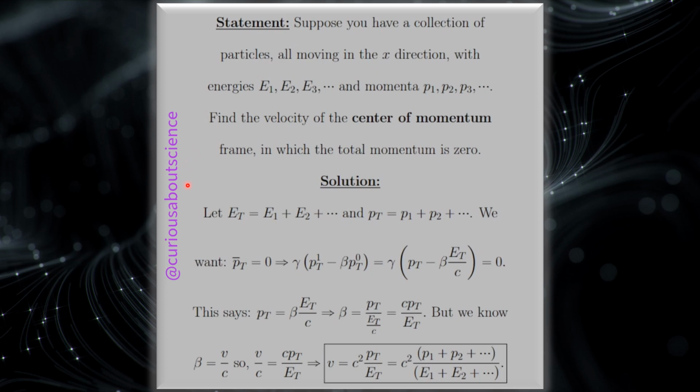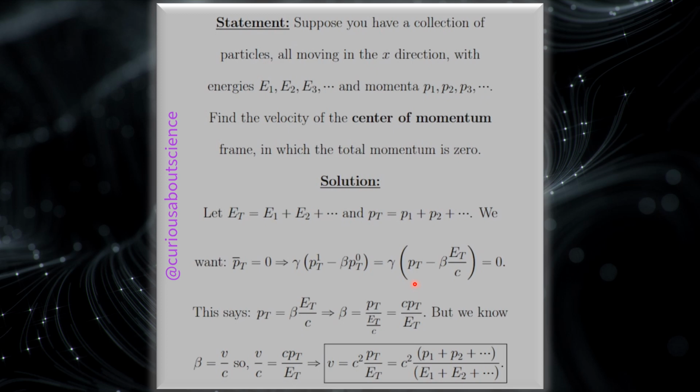Alright, our solution then is to let E total equal the sum of all of the energies, and add up all the momenta, so we get E_T and P_T for the totals. We want a frame in which P bar T is equal to 0, so we have to transform this. That being said, we have gamma (P1T minus beta P0T), but we know that the P0 component gives us the E_T, so that's why we need the energy total there.